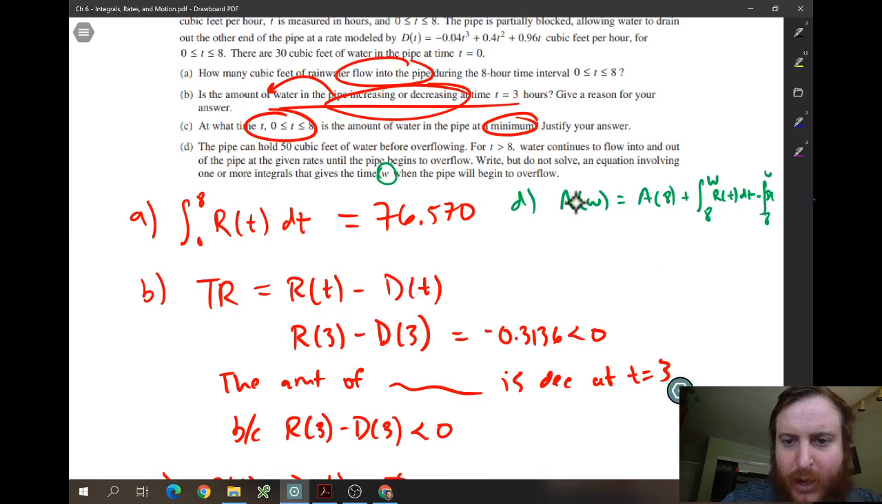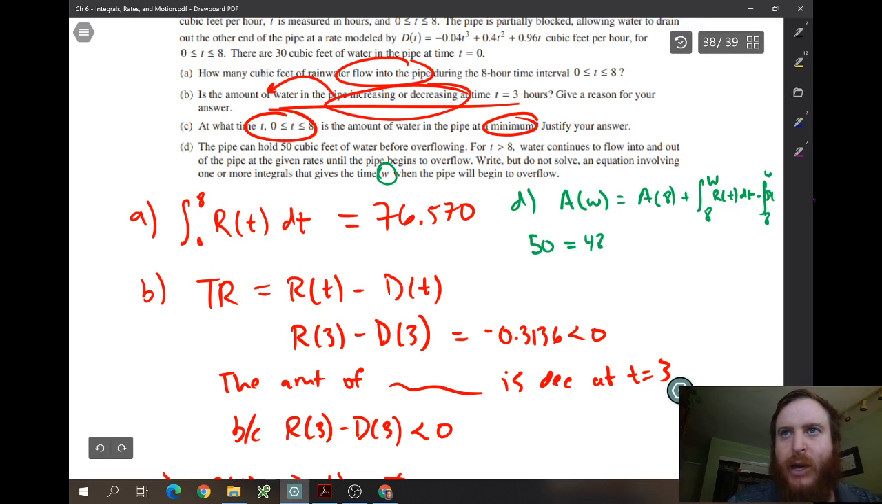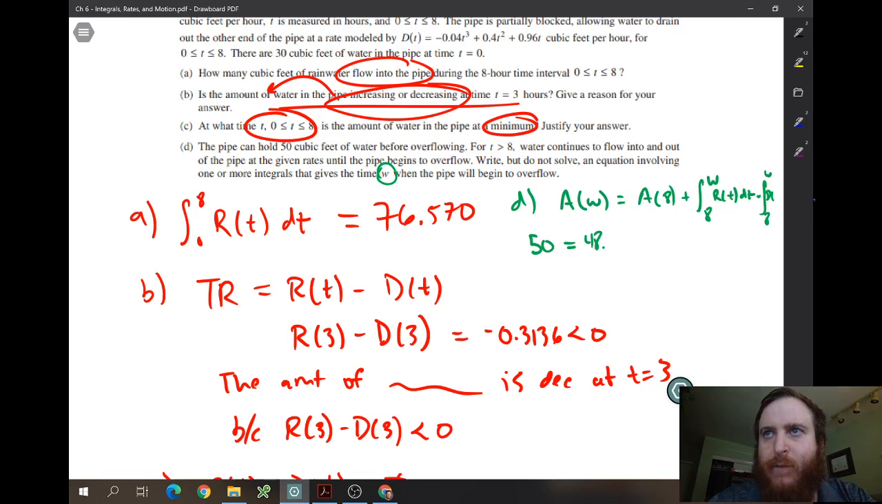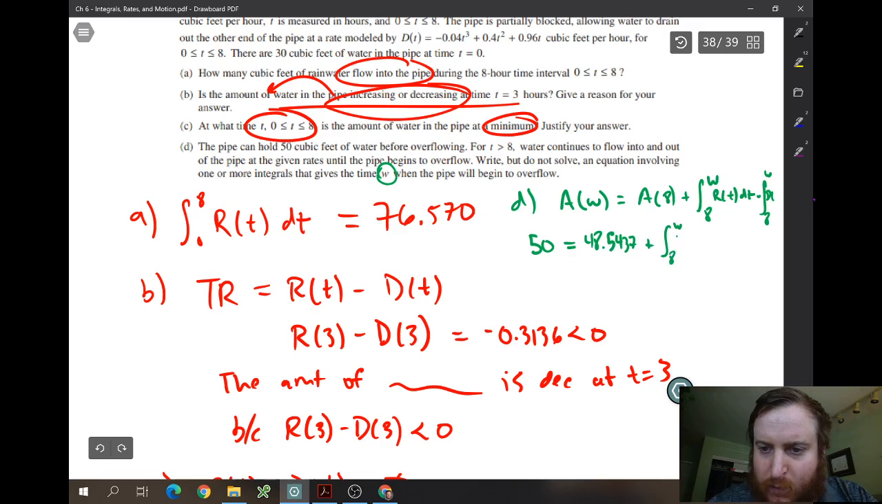I'll try to clean this up. So A of W, they said, is 50. That's when it overflows. So 50 is equal to A of 8, which we just solved for, and we ended up with 48.5437, then plus the integral from 8 to W of R of t dt minus the integral from 8 to W of D of t dt.